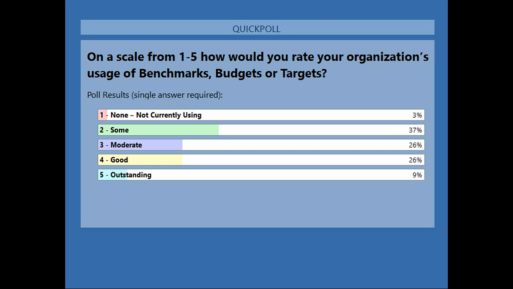All right, it looks fairly much like what you would expect to see. It looks like most are using some benchmarking in their reports and communications, and that's not surprising. There are some benchmarks that are fairly easy to get and standard and quality benchmarks, and then there are others that are a little bit more difficult, but this is about what I would expect to see.